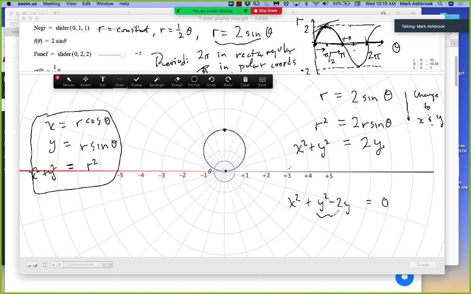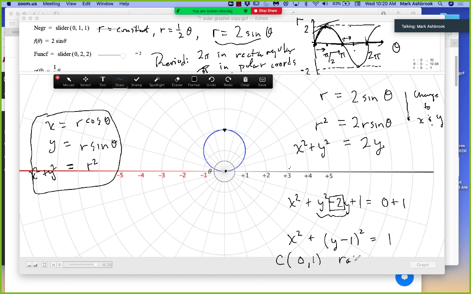We're thinking circle. What do we need to do here? Complete the square. We take half of the linear coefficient and square it. What's half of -2? -1. Squared is 1. That completes the square, and my perfect square is y minus 1 squared. And lo and behold, I have a circle of center what? Center 0, 1.